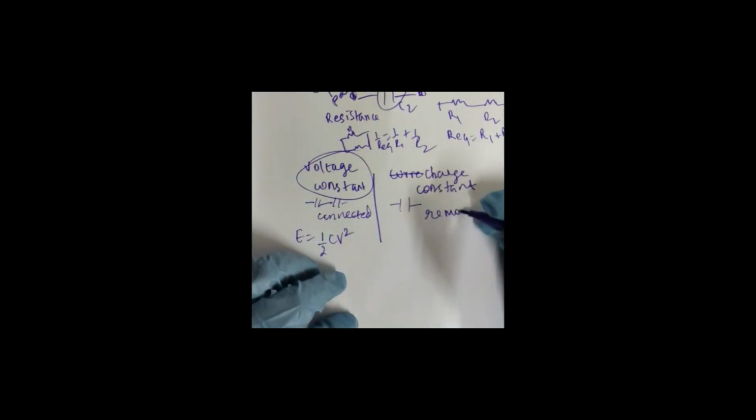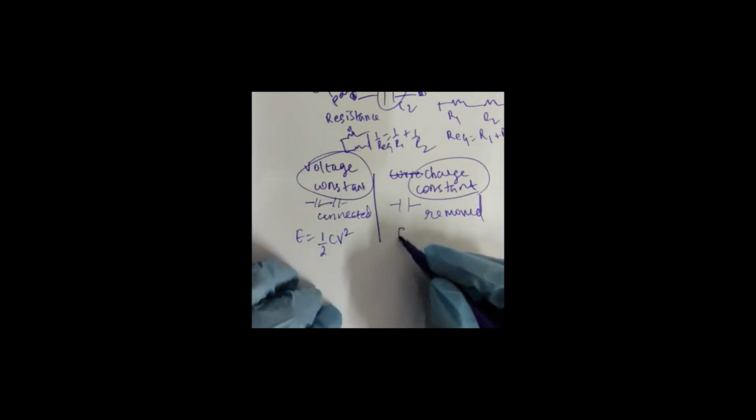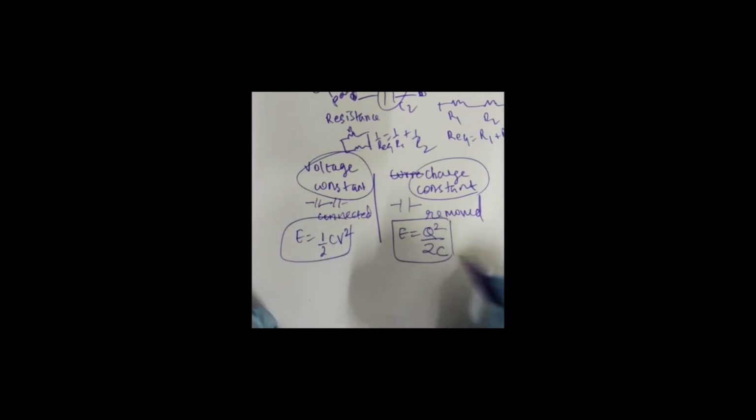If voltage is constant, the energy stored will be half CV square. And if I'm connecting the capacitor with a battery and then removing it, the charge will be constant. If it is constant, the energy stored will be Q square by 2C. You should know when to use this one and when to use that one.